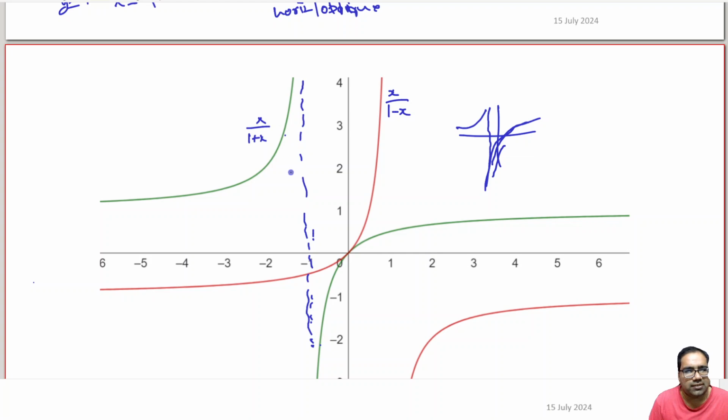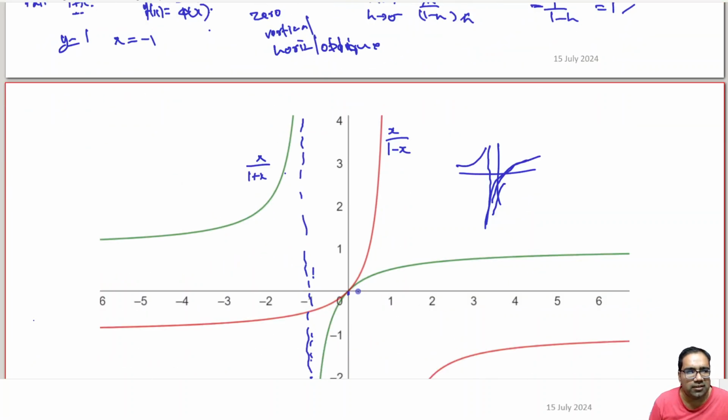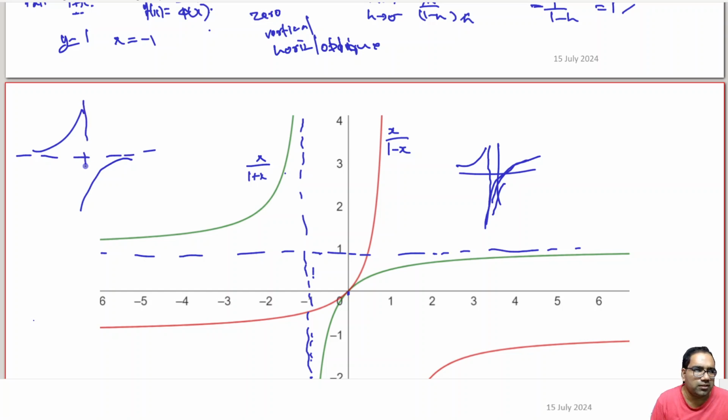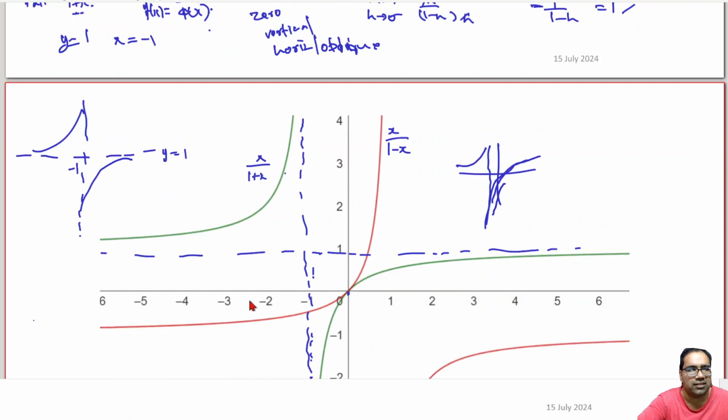Okay, for this graph, at the same time, this graph has a 0 at origin, because the numerator is 0. So it has to pass through origin. And at the same time, there is a horizontal asymptote at y equal to 1. So basically, the graph is simple. It is like this and like this. That is a horizontal asymptote. That is a vertical asymptote. Vertical is when x equal to minus 1. Horizontal is when y equal to 1. Okay, so that's what we have figured out. The graph is actually the green graph.